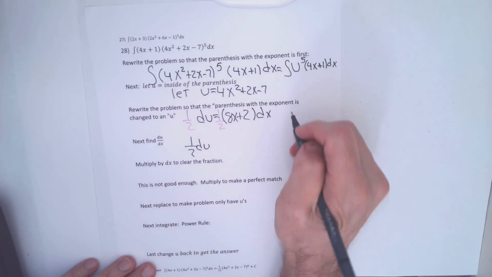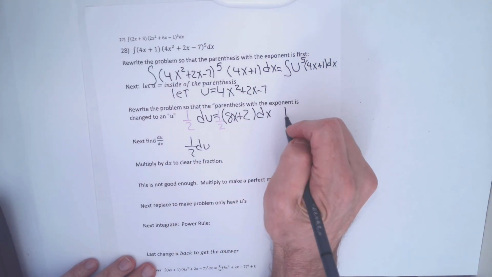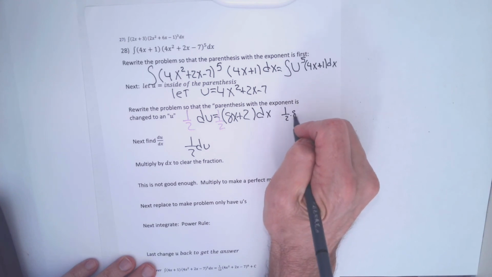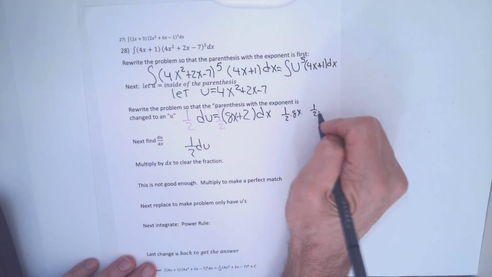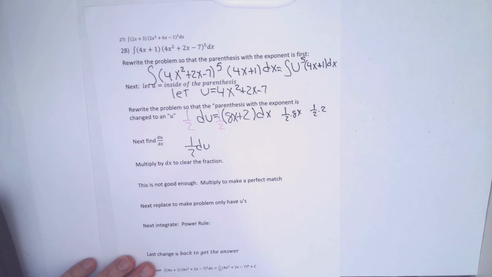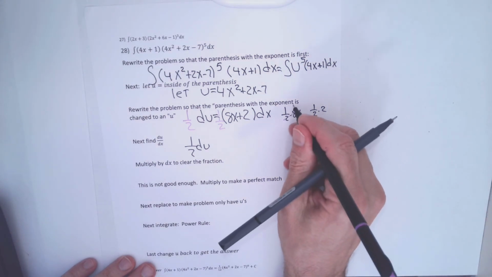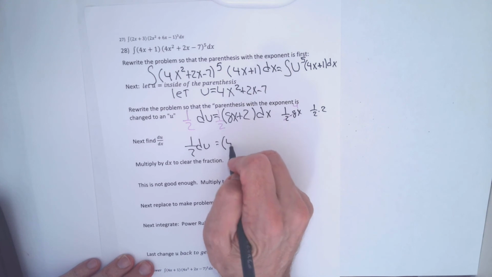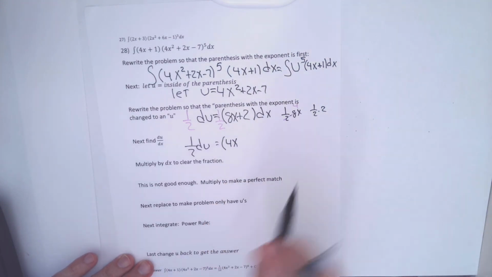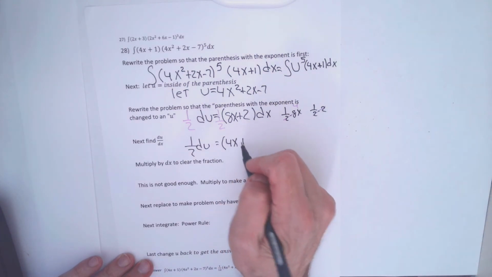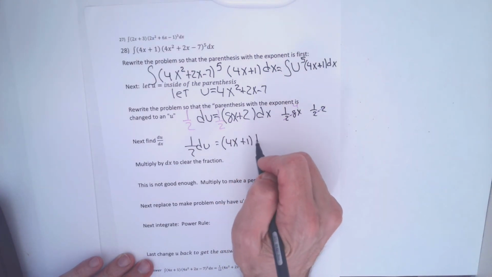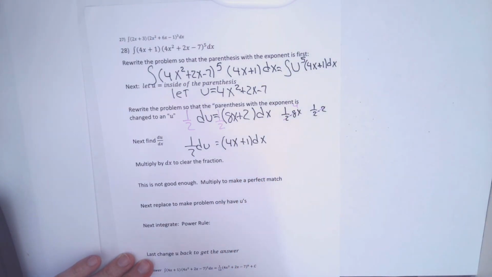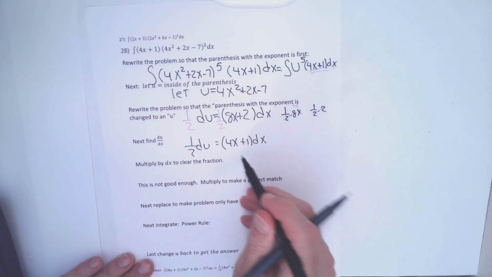And to do this junk here, I'm going to go 1/2 times 8x and 1/2 times 2. The 1/2 times 8x, the 2 and the 8 cancel, and you're left with a 4x. That's going to lead off my parentheses. And then the 1/2 times 2, those 2's cancel, and you're left with a 1. That's going to end my parentheses, followed by the dx. Now I have the perfect match that I need.